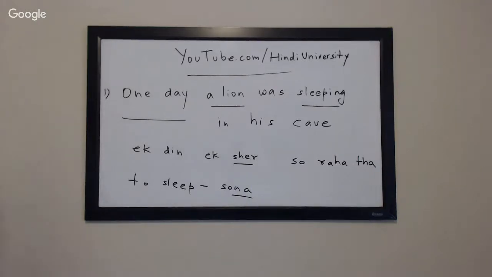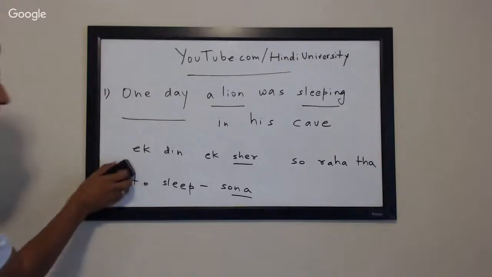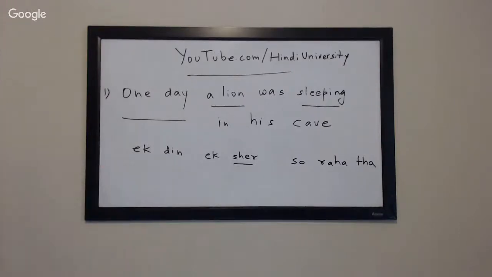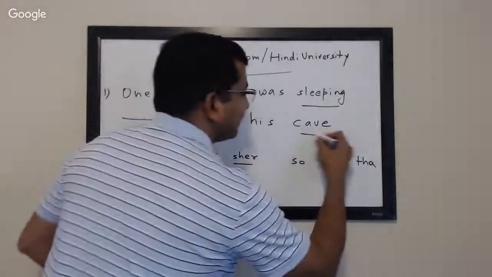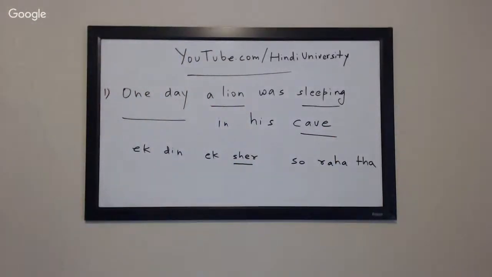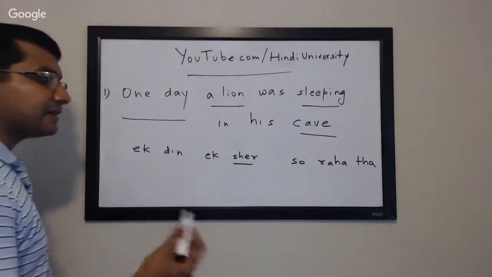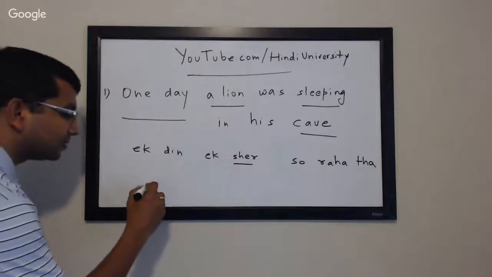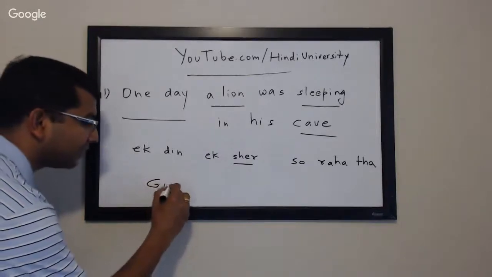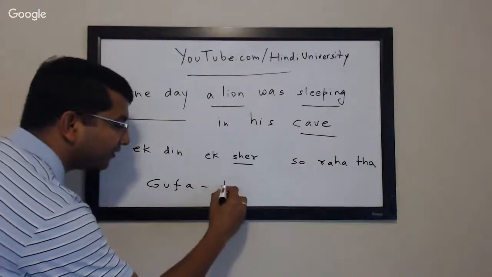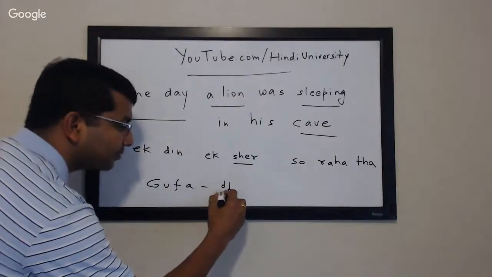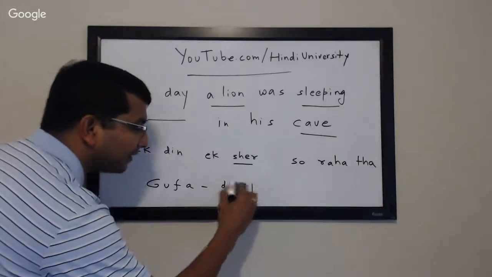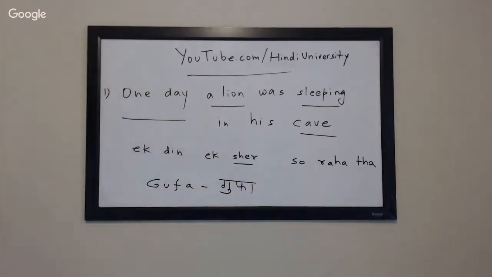Now, the question is, how do we say cave in Hindi? If you don't know, how will you ask someone? Hindi mein cave kaise kehte hain? Or cave ko kya kehte hain? The word is gufa. The way you write it is a g with u, an f, and then a: gufa. Can you say it now? Gufa. Now the entire sentence.